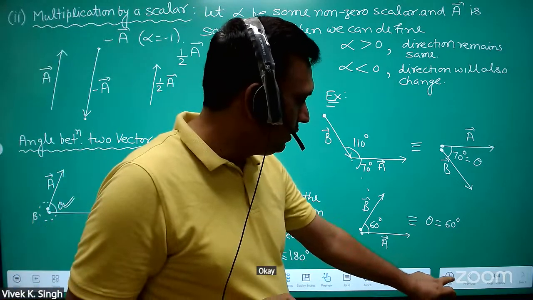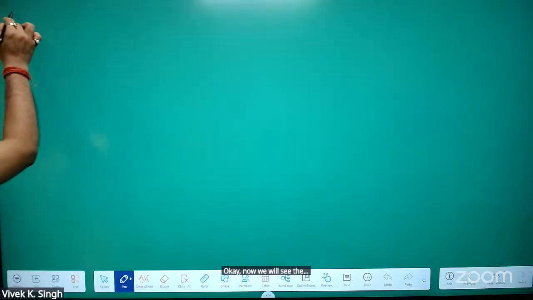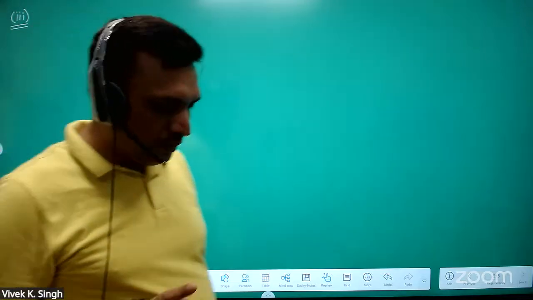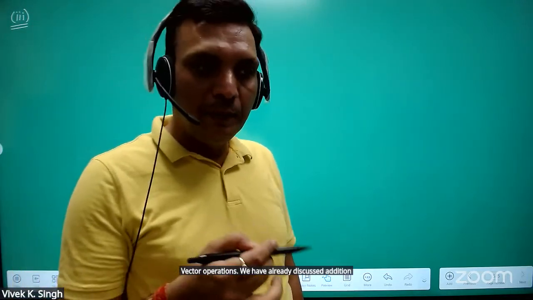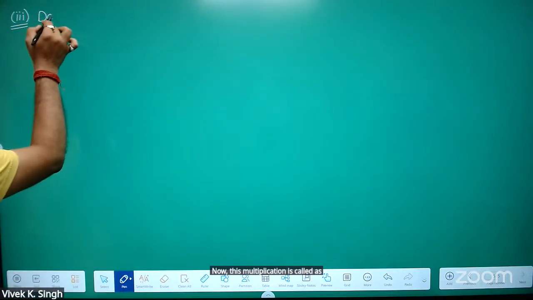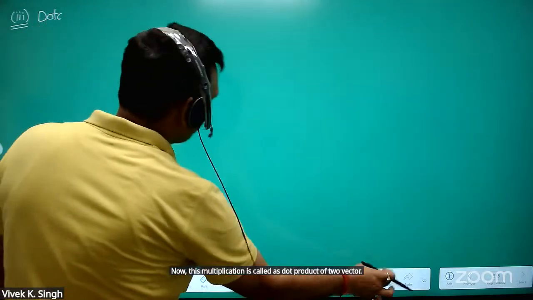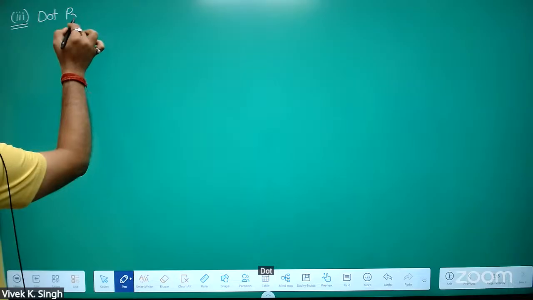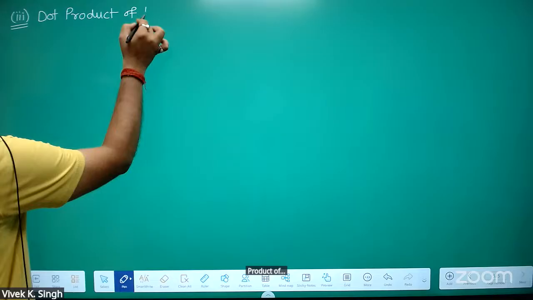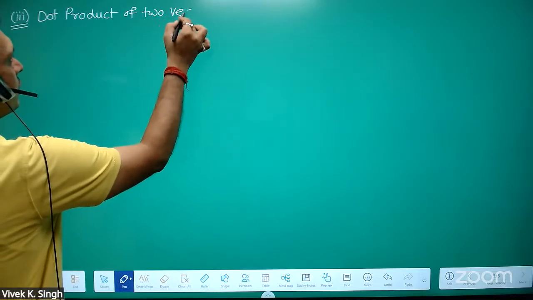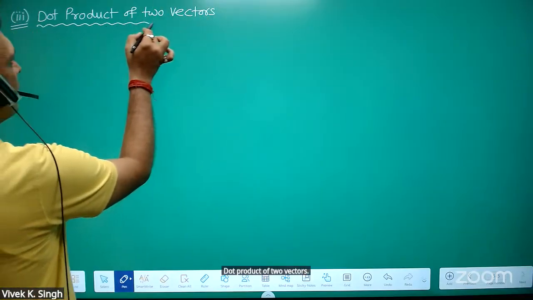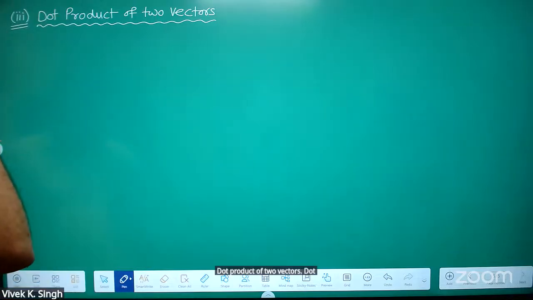Okay. Now we will see the third operation. We are discussing vector operations. We have already discussed addition, then multiplication with a scalar. Now this multiplication is called the dot product of two vectors. Dot product of two vectors.